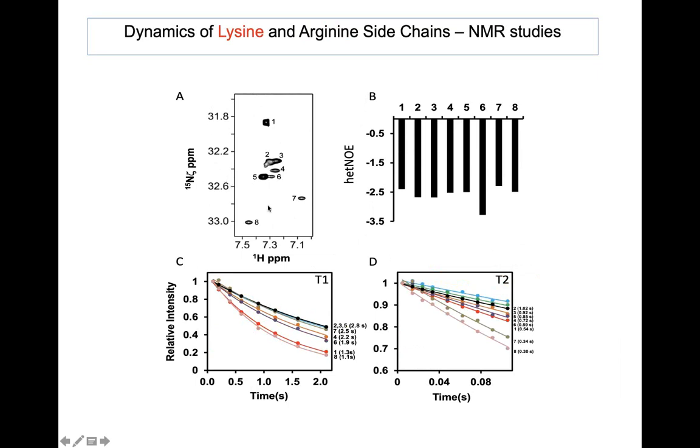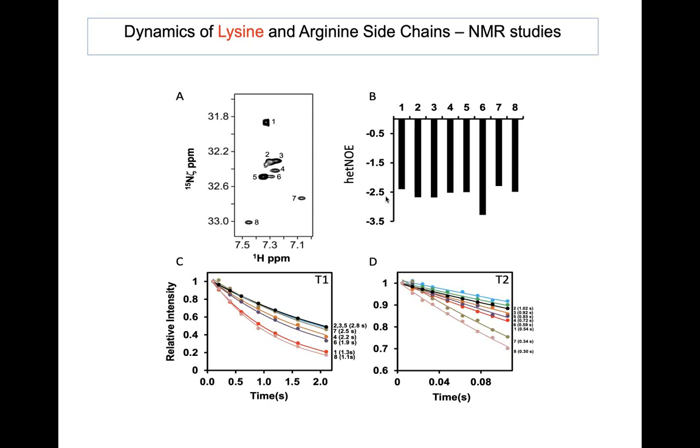Compared to the arginines, this is actually in the bound form, because in the free form you don't see any of the signals. You can see the NOEs are all negative. Even in the bound form, it's highly negative, all the way up to -3. All of them, doesn't matter whether that lysine is involved in binding or not. It tells you the lysines, even in the bound form, are highly dynamic.